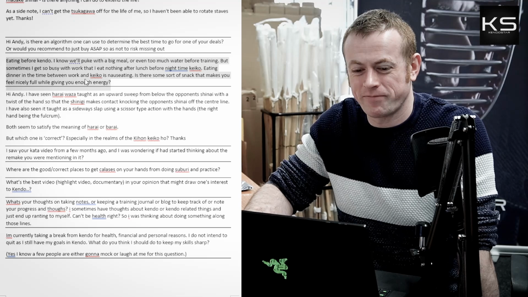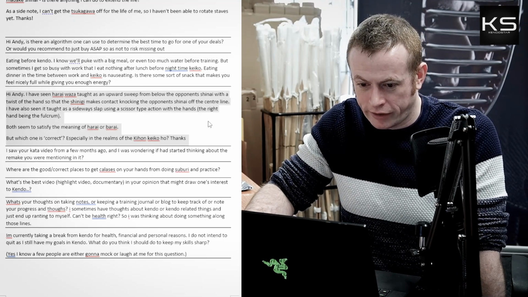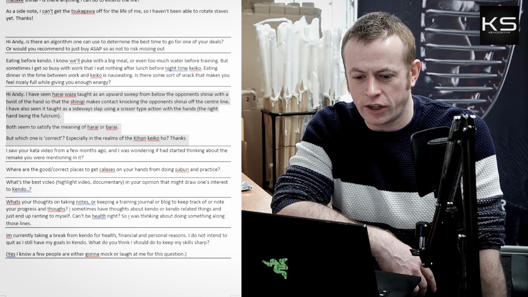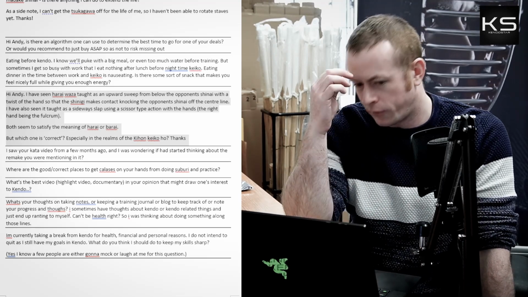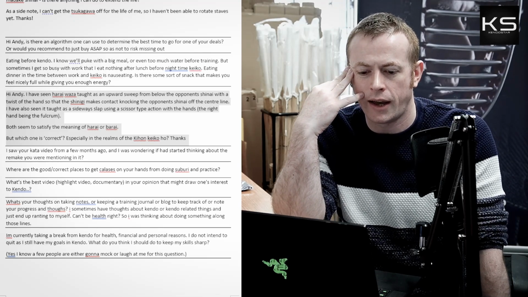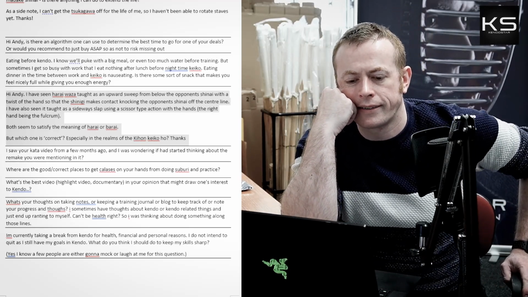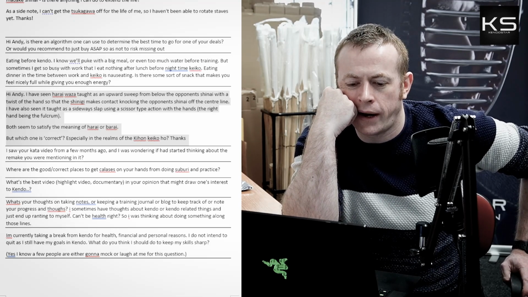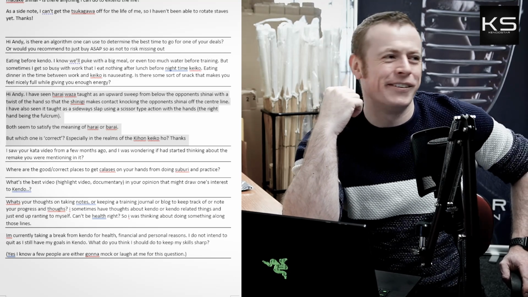Probably something like that would be better, or if you really wanted something like a sandwich, you know. Hi Andy, I've seen harai waza taught as an upward sweep from below the opponent's shinai with a twist of the hand so that the shinogi makes contact, knocking the opponent's shinai off the center line. I've also seen it taught as a sideways slap using a scissor-type action with the hands, the right hand being the fulcrum, sort of like this. Both seem to satisfy the meaning of harai or barai, but which is correct, especially in the realms of kihon keikoho? Thanks. Okay, so that's a really good question.